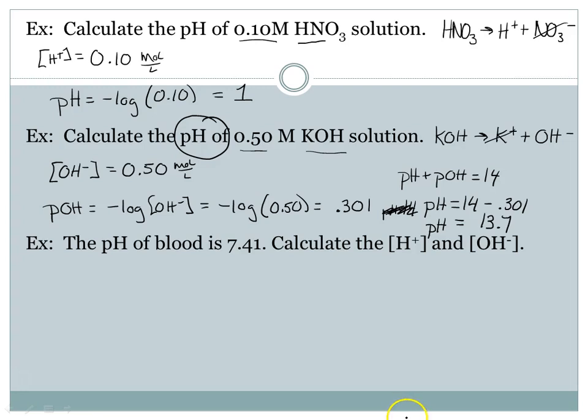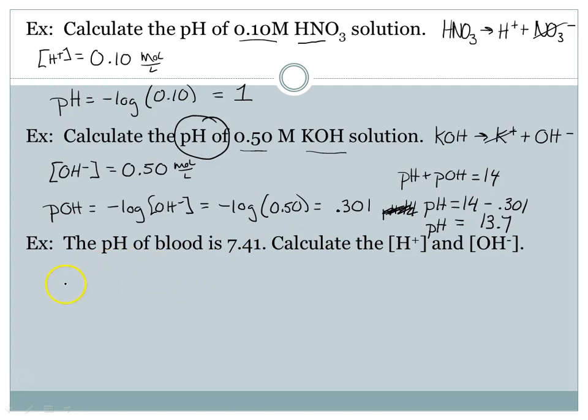Third example, the pH of blood is 7.41. Calculate your concentration of hydrogen ions and hydroxide ions. So even though something is an acid or a base doesn't mean that it only has hydrogen ions or only has hydroxide ions, because remember, these are aqueous solutions and water auto-ionizes. So whether it's acidic or basic, you still have concentrations of the other ion in there. It's just that one predominates over the other.